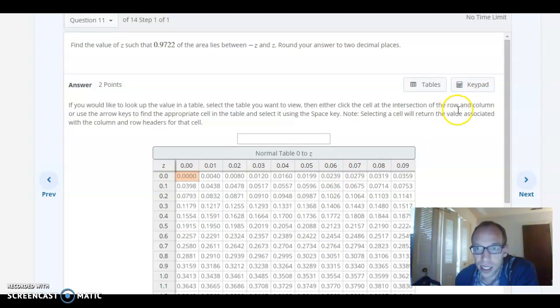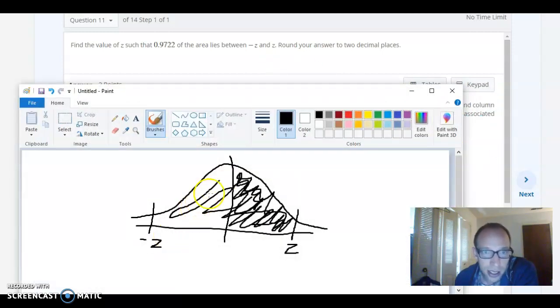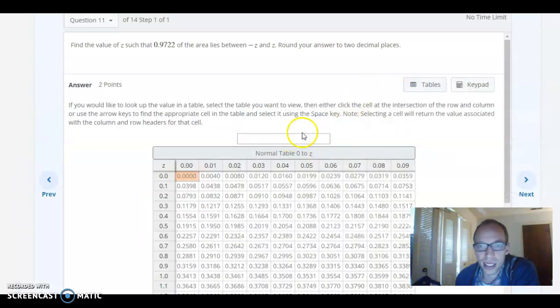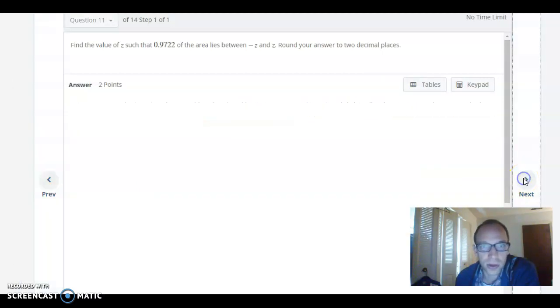Alternatively, the other thing we could do is to take whatever's in the tail, so take 1 minus this, get 0.2278, and then split that in 2. That would give us the portion that was in this tail right here. And in that case, we could get negative infinity to negative z. We could find that portion, and that z-score there would give us the answer. So either way, if you draw it out, it's easier to figure out how to look it up on the table.